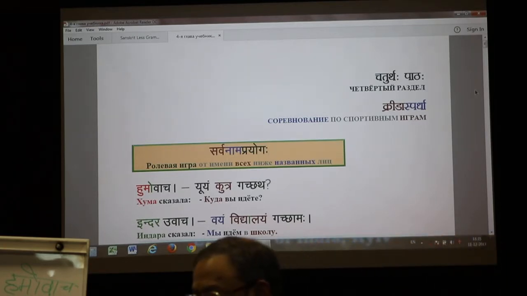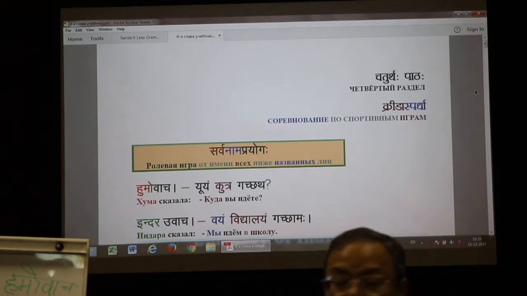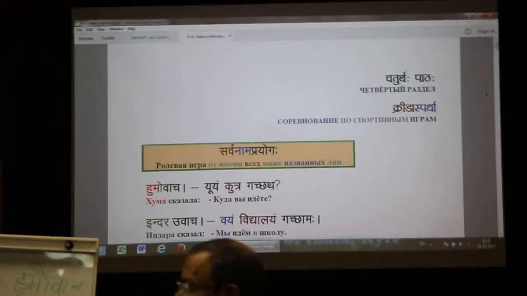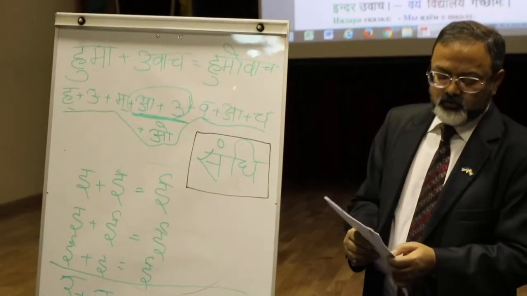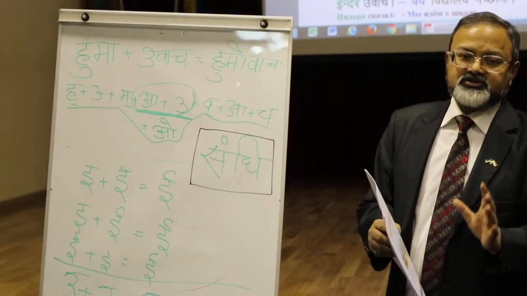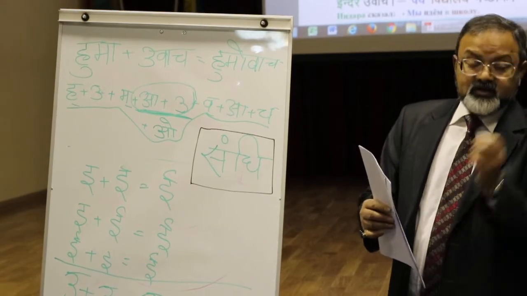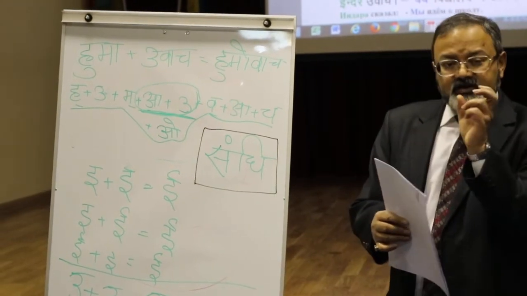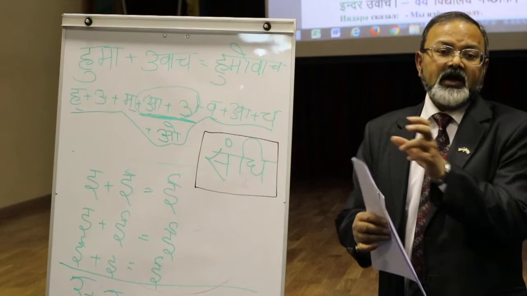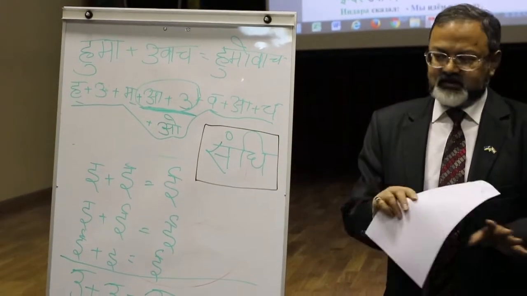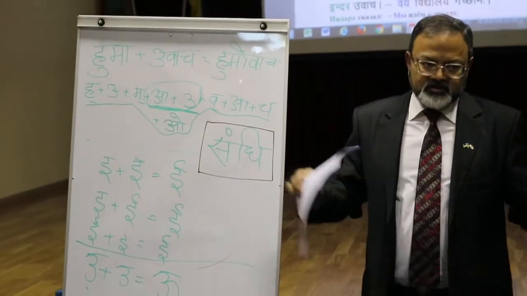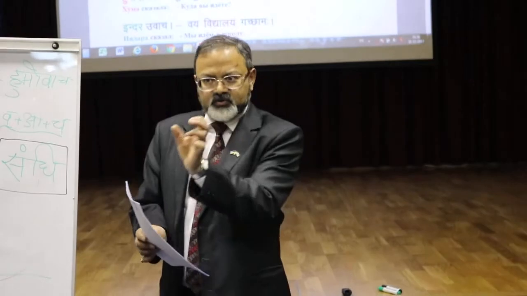You see, in the first instance, it was huma plus uvacha. It was a plus u. That is why it got added and they wrote one word, humo vacha. But the other one, indar uvacha, is actually a plus u, and a plus u does not get connected. There is no sandhi for a plus u. That is why they have written separate words.